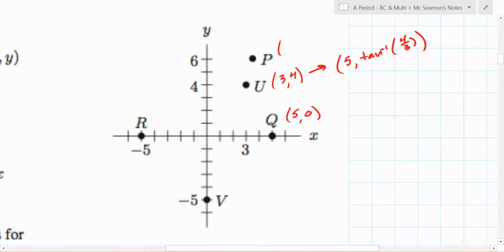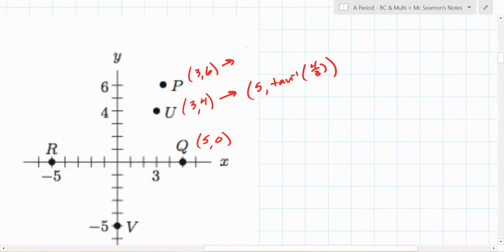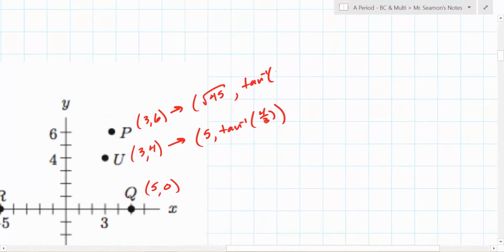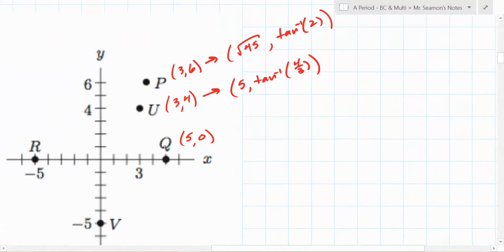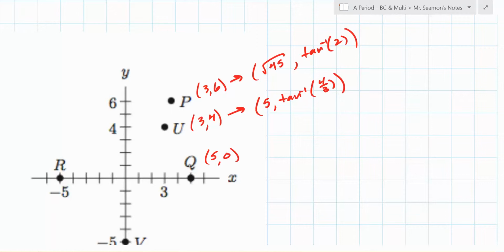What about p here? P is going to be 3, 6. So what's that one going to be? What's the magnitude going to be? The square root of 9 plus 36. 45, right? And then tan inverse of what? 2. Good job. Now, for some of these, you really need a calculator if you were going to come up with a degree measure. But the idea is you can describe any point in 2 space like this.